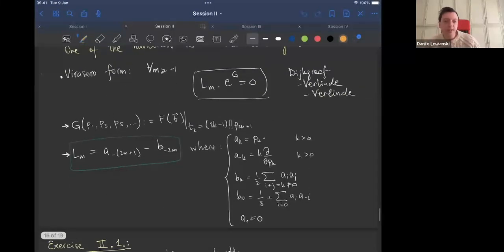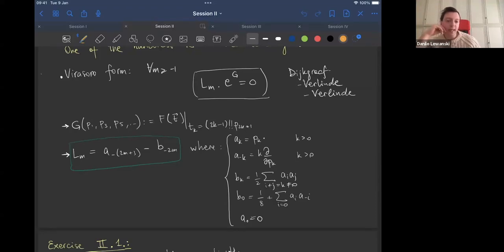And now what is G? Well, G is obtained from F, except that every time you see a time t_k, you substitute p, the p variable, with an odd index, 2k plus 1. And you also multiply by the prefactor (2k minus 1) double factorial. So you take F to be the generating series of the psi class integrals. Then you take G to be the scaling of F. Then you take the exponential of G.